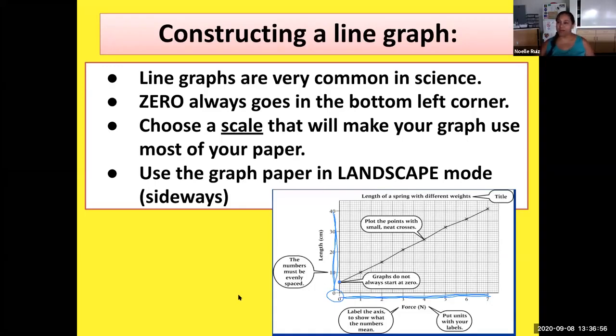And then use the graph paper in landscape mode. When you use it up and down, like you would write on a regular piece of paper, it doesn't always fit the right way. It fits better when you turn it sideways and use landscape mode.